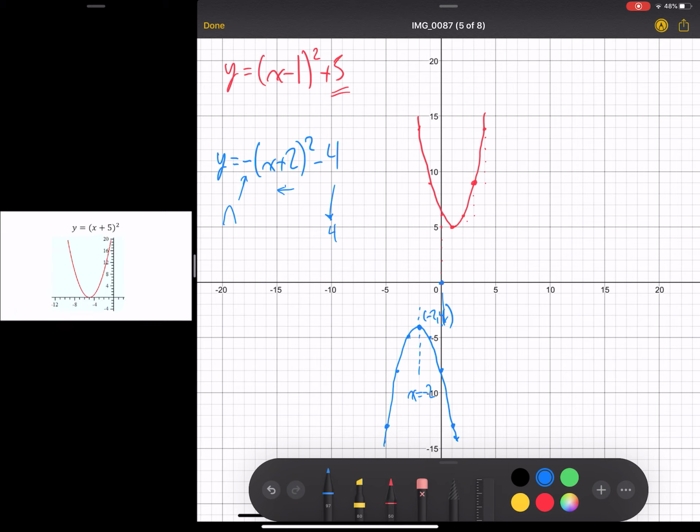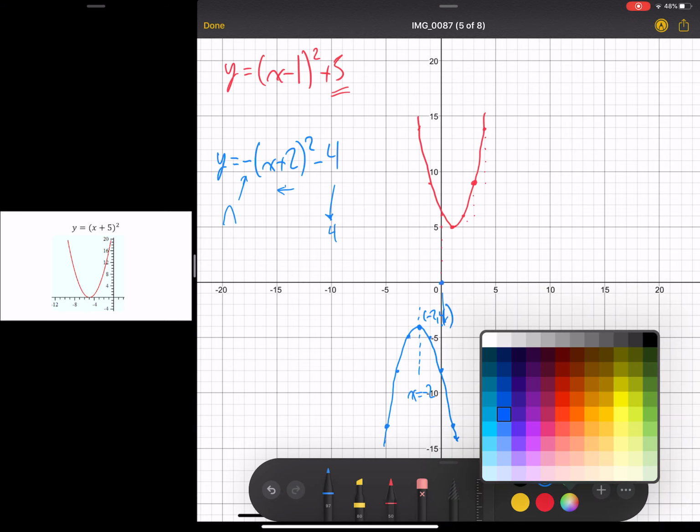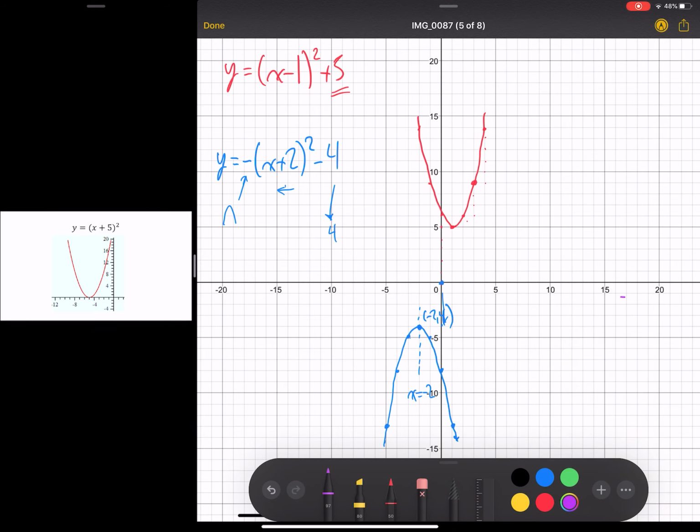y equals (x plus 5) squared. Let's use purple. Is it being shifted up or down? It's plus 0. No shift up or down. It is moving in the negative direction. Even though this is a plus 5, remember, it's counterintuitive. 1, 3, 5. 1, 3, 5. Here's my parabola.